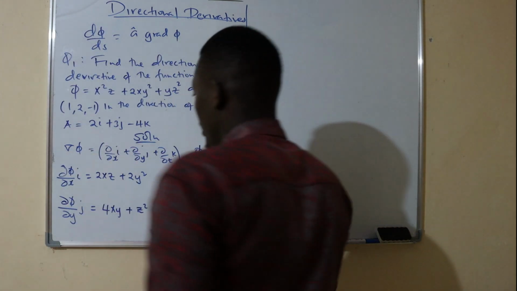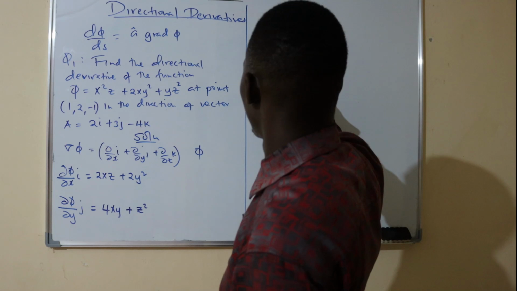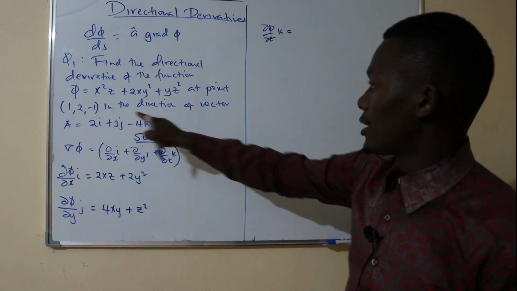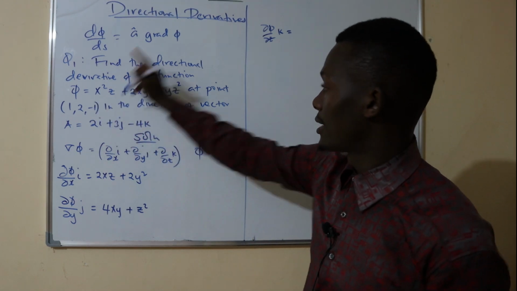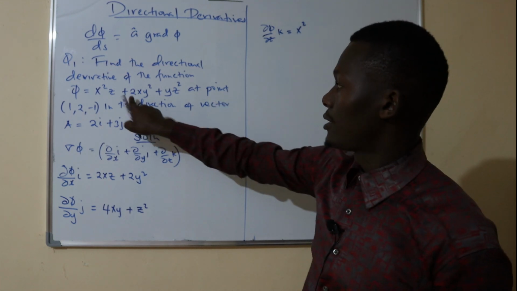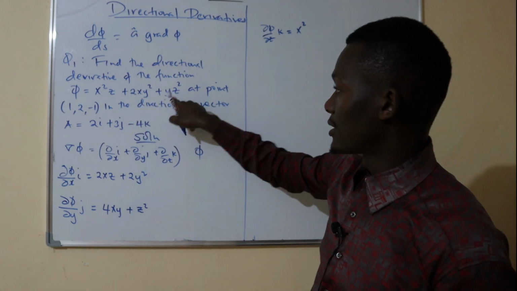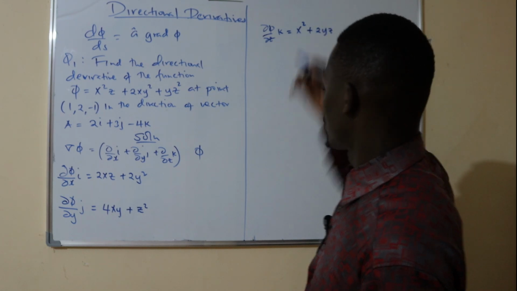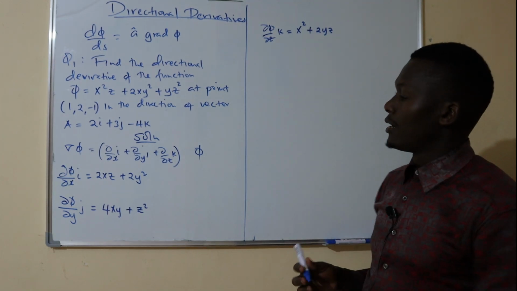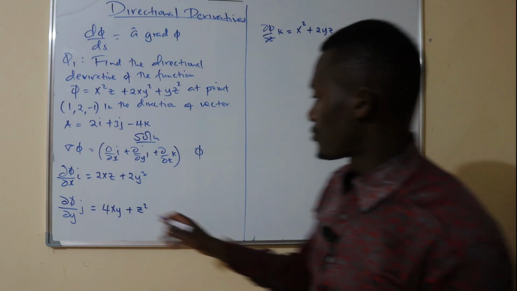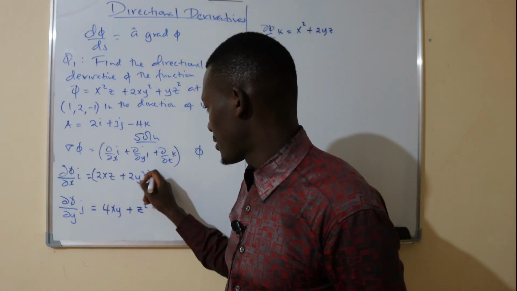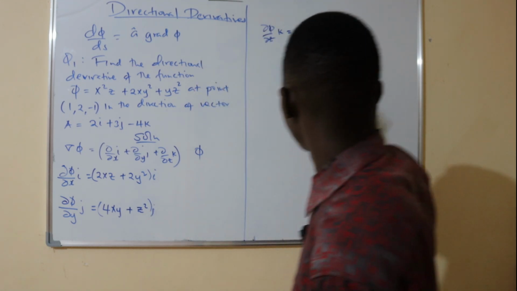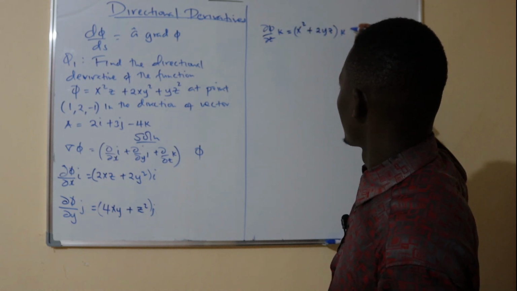Then the last one, d phi dz, then you put a k. With respect to z, we have a z here, so the z goes, and we remain with x squared. We don't have a z here, but we have a z here, which gives us 2yz. So those are your particular functions, in terms of i, j, and k.